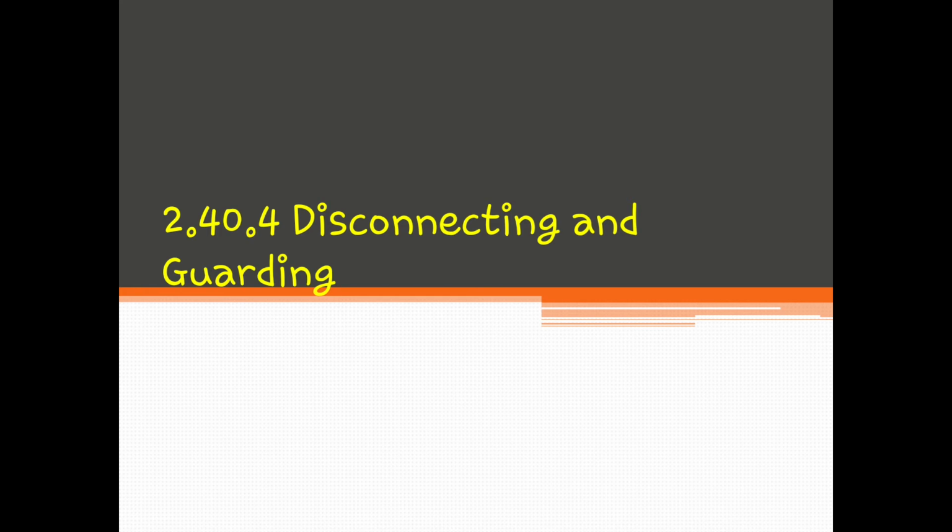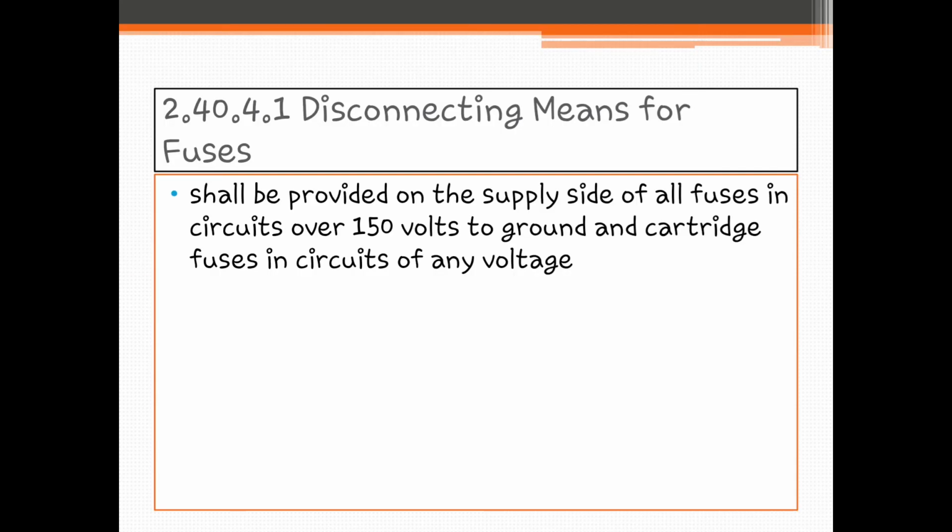2.40.4 Disconnecting and guarding. Disconnecting means for fuses: under disconnecting and guarding, it shall be provided on the supply side of all fuses in circuits over 140 volts to ground and cartridge fuses in circuits of any voltage.